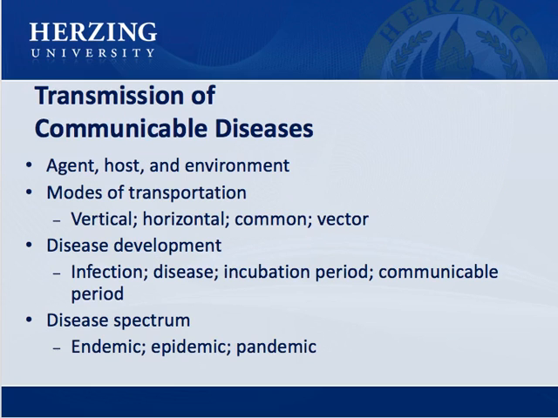Transmission of communicable diseases: agent, host, and environment. The transmission of communicable diseases depends on the successful interaction of the infectious agent with the host and the environment. These three factors are referred to as the epidemiological triangle. Changes in the characteristics of any of these three factors may result in disease transmission.